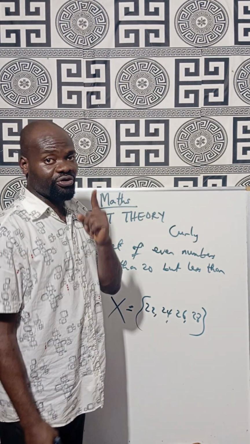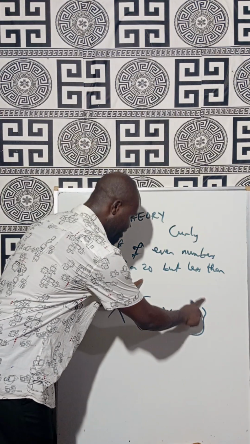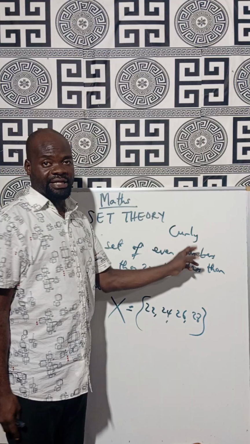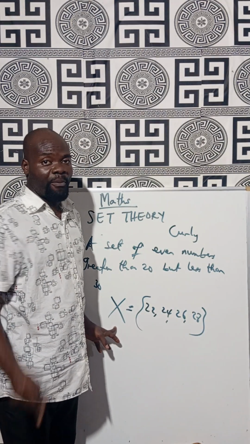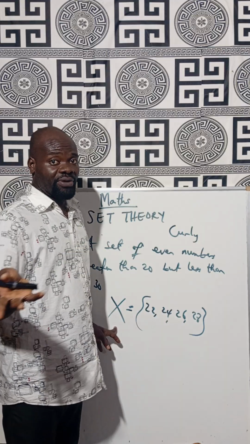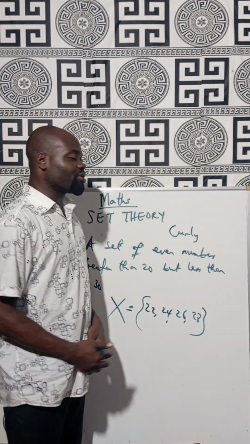Note it. You have to know that once you're writing your set, you must put the set inside a curly bracket. And again, the set must have a letter, uppercase. It can be any letter you like. Understand? So this is a set. So note it. Okay. Since I've known that, let's go to the next one.